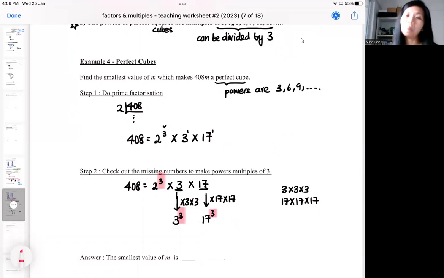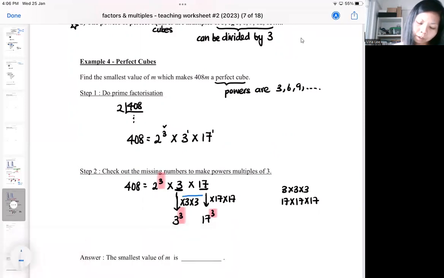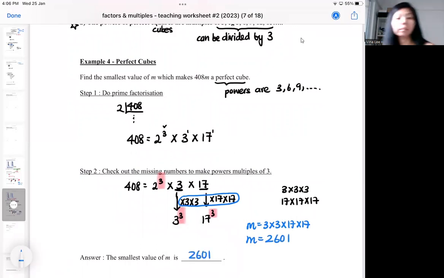So what have you multiplied? These are the extra numbers that you multiply. So your m will be 3 times 3 times 17 times 17. So it will be 2601. So that's how we get the answer.